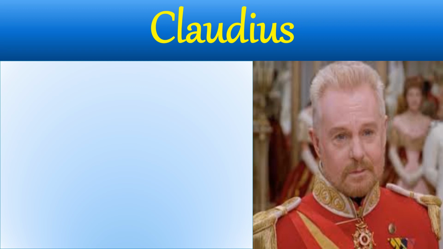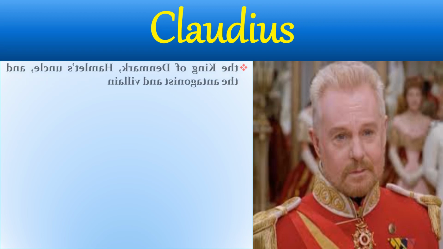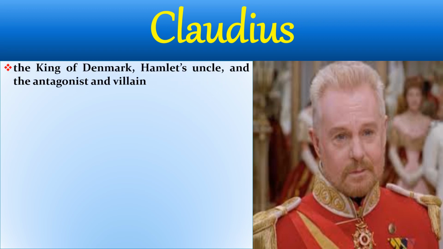Second main character is Claudius. Again, who is Claudius? Claudius is the present king of Denmark, Hamlet's uncle, and the antagonist and villain. You know, antagonist is the opposite of protagonist. Again, he is a main character, but a bad guy. The villain means morally corrupted man.